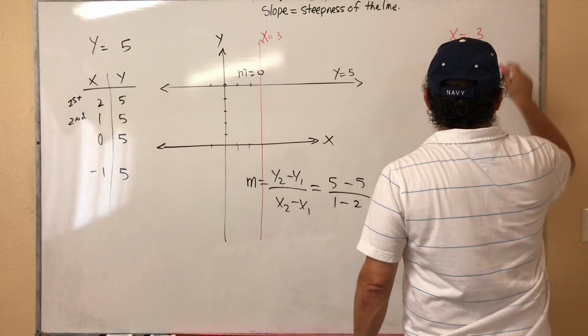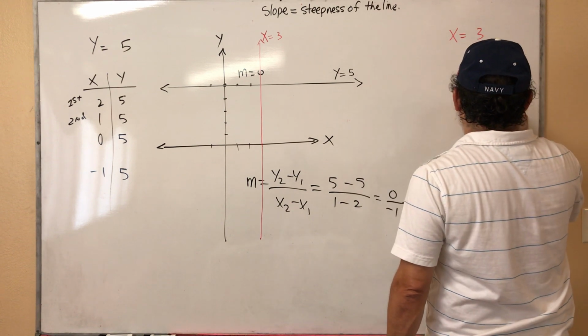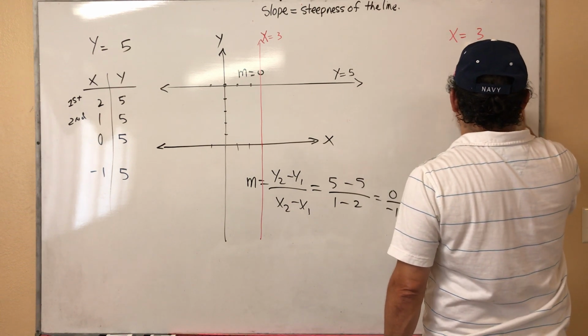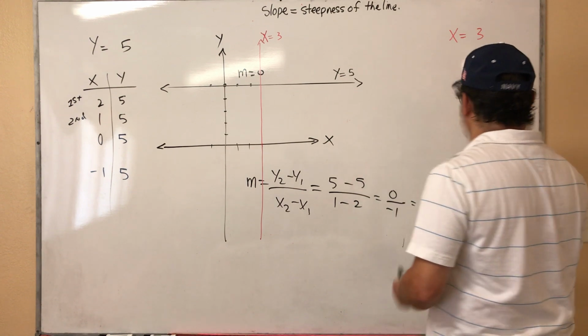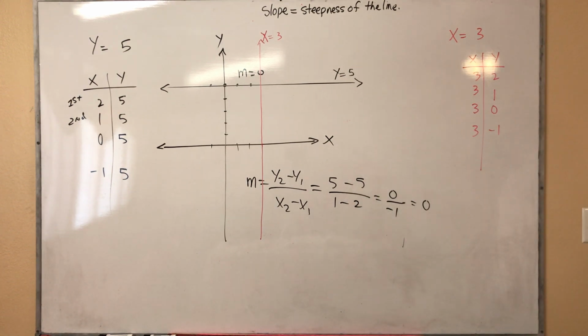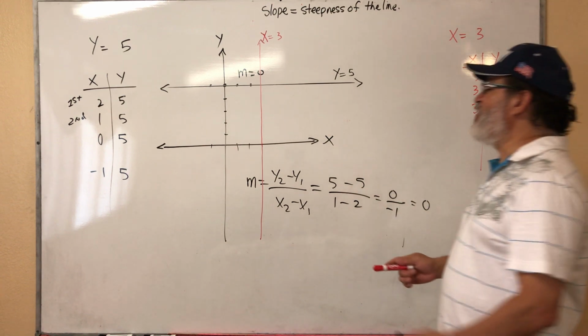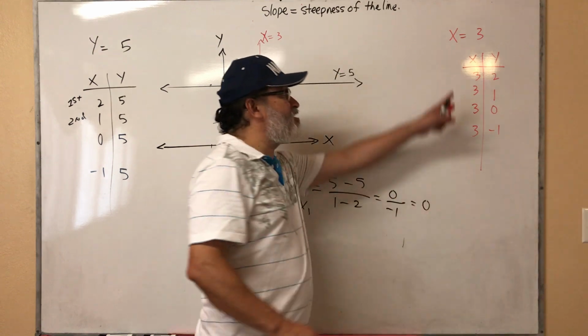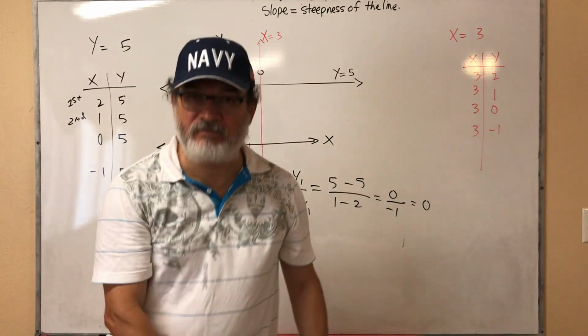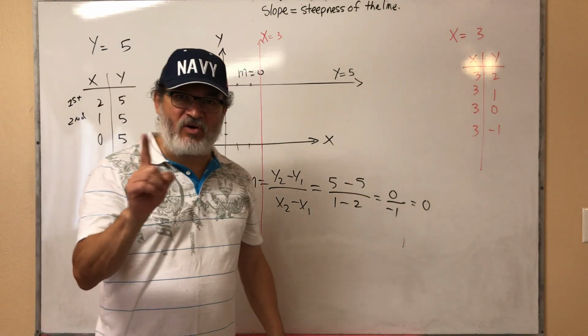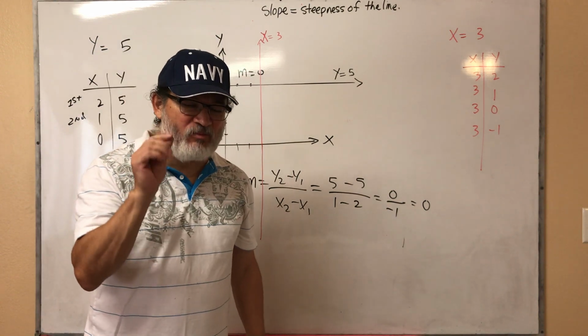x and y. When y is 0, x is 3. When y is 1, x is 3. When y is 2, x is 3. When y is -1, x is 3. And to find the slope of the red one, vertical lines have no slope. The slope does not exist.